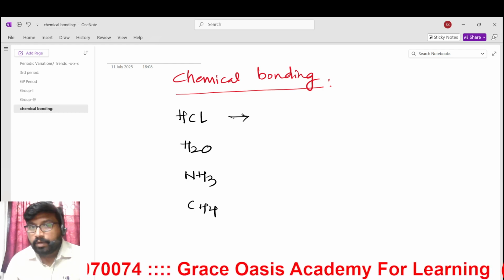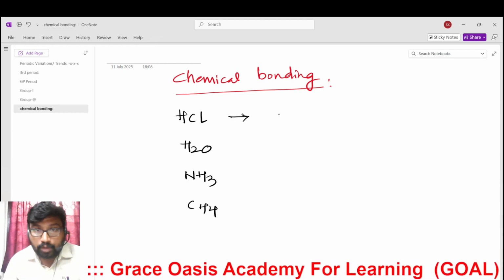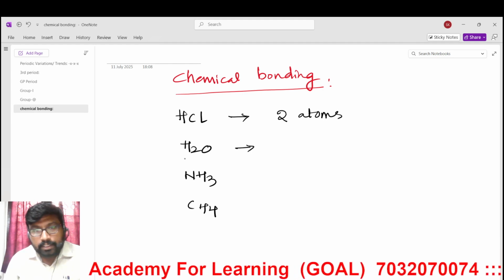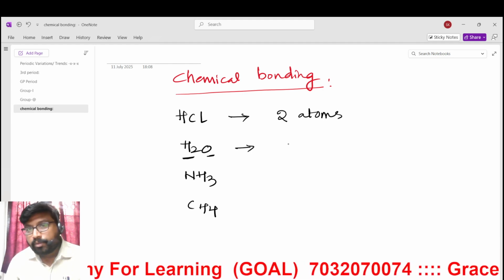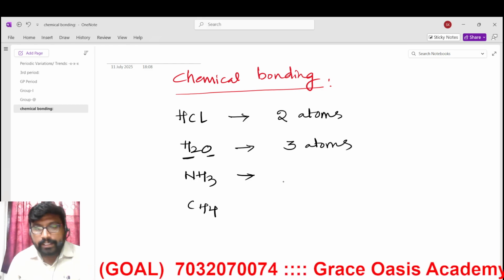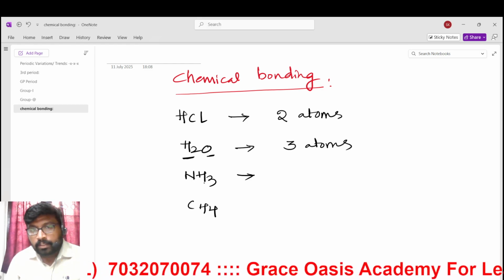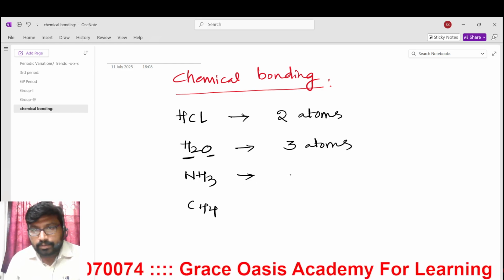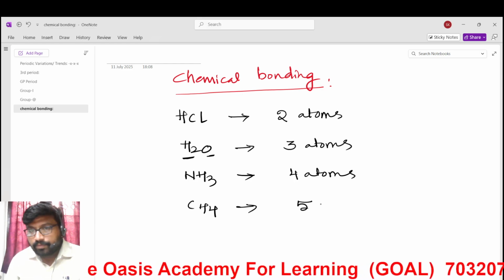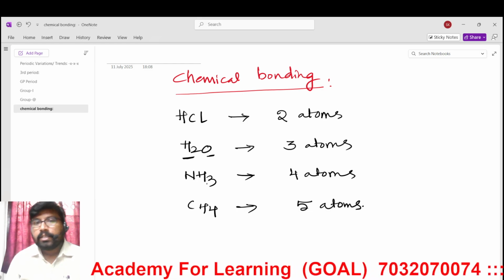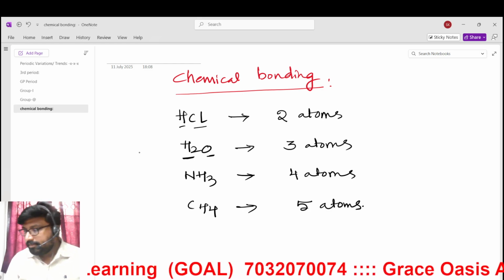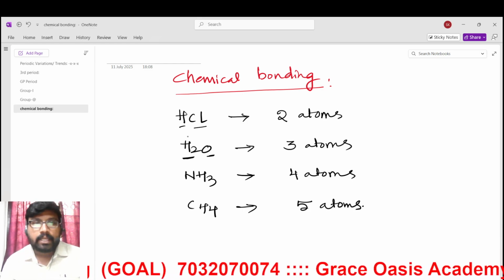In HCl we have hydrogen plus chlorine. That means how many atoms? Two atoms. Here, two hydrogen, one oxygen. How many atoms? Three atoms. In ammonia, NH3, four atoms. And so on and so forth. Here it is five atoms. So molecules are a combination of atoms. Compounds are also a combination of atoms.